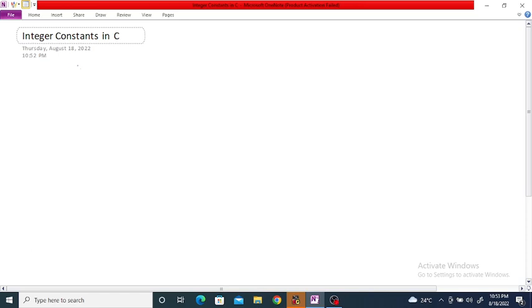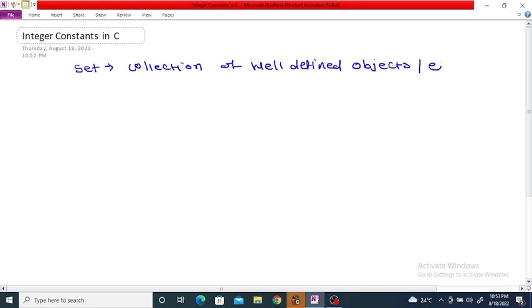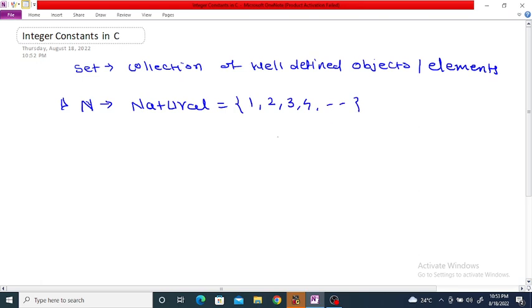Integer constant in C. We know that a set is a collection of well defined objects or elements. There are some standard sets. First, the set of natural numbers. It is denoted by this symbol. It is called the natural number set, and it contains the elements 1, 2, 3, 4, and so on.